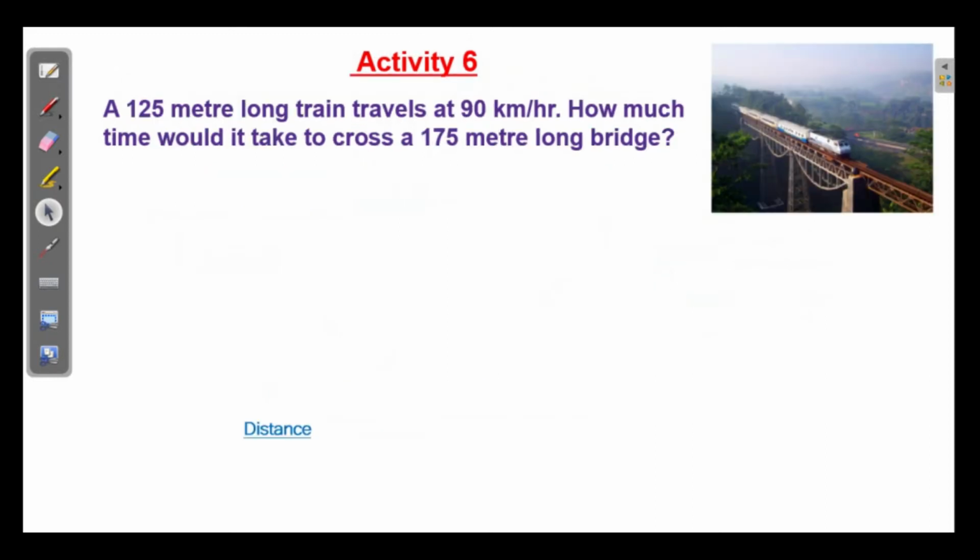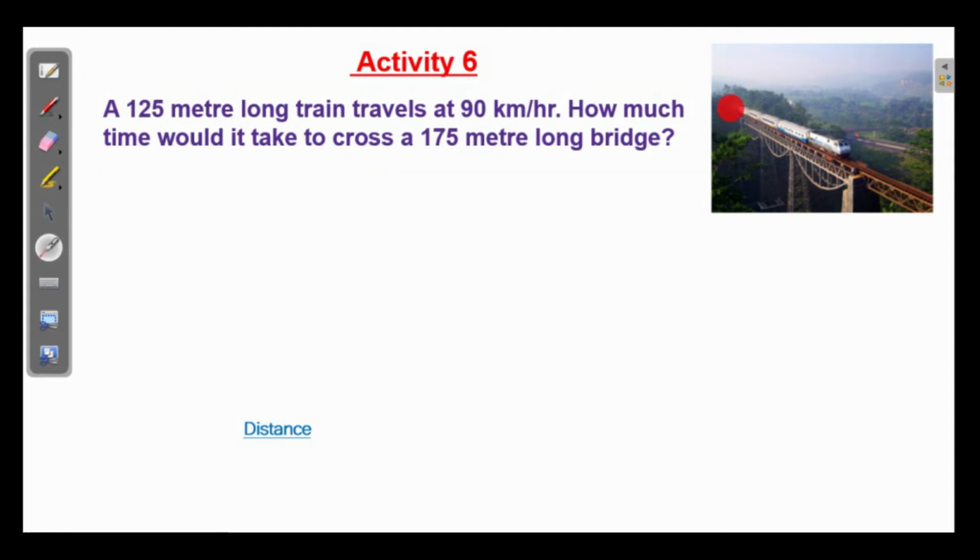The sixth activity. A 125 meter long train travels at 90 kilometer per hour. How much time would it take to cross a 175 meter long bridge? We have learned that when a train crosses a vertical pole, the distance travelled by the train is the length of the train. Here see, the train crosses this bridge.